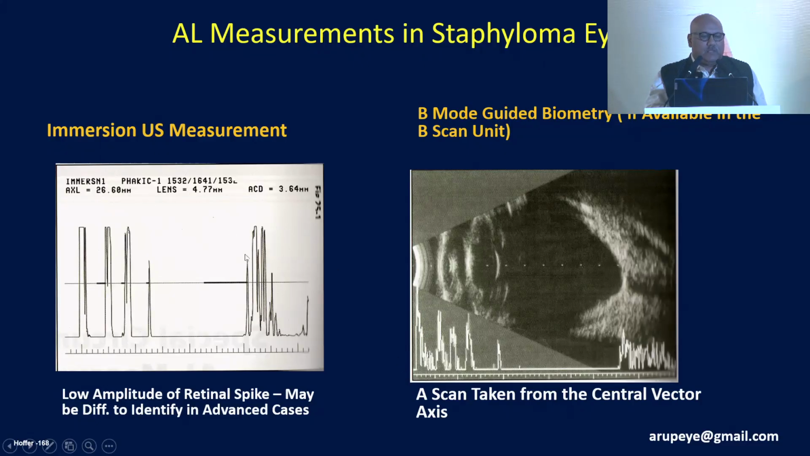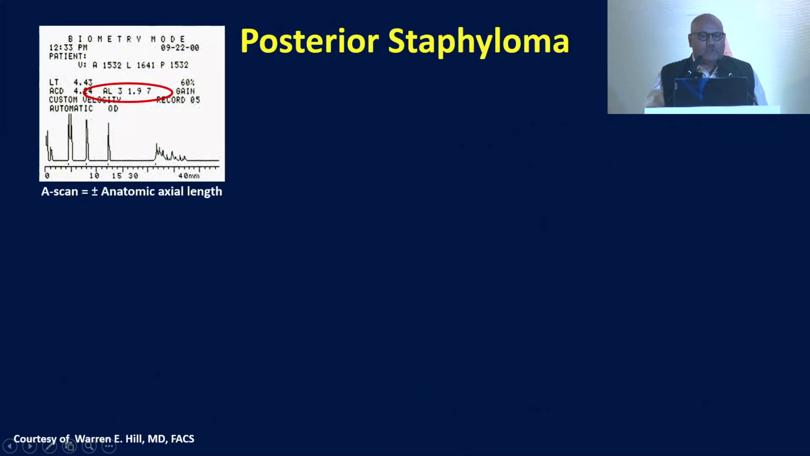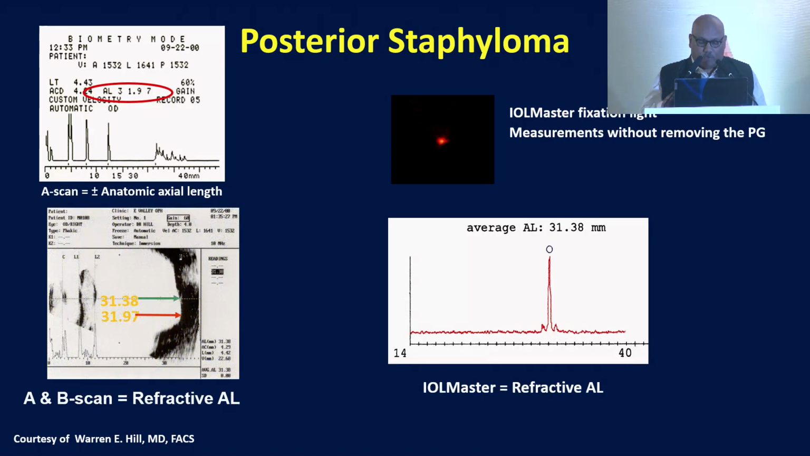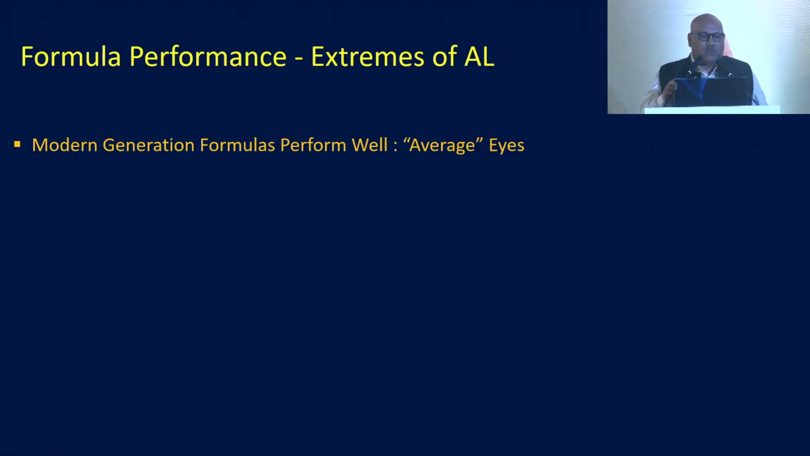So if we are using an immersion ultrasound measurement, and if you are measuring up to the bottom of the staphyloma, you are going to get an abnormally long axial length. So you should use a B-mode guided biometry if it is available in the B-scan unit, so that the A-scan is taken from the central visual axis. And of course, the best option would be to perform optical biometry for this patient, because the patient fixates on the light and you know that you are measuring the refractive axial length. So what are the formulas that are popular for the extremes of axial length?